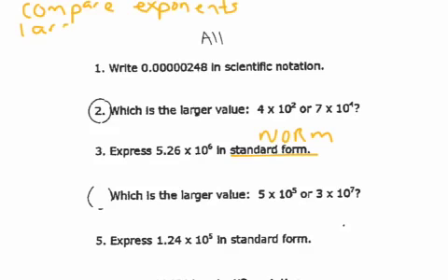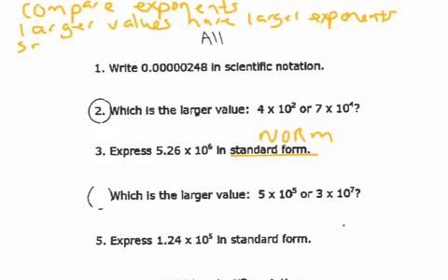Remember, larger values have larger exponents, and vice versa, smaller values have smaller exponents.